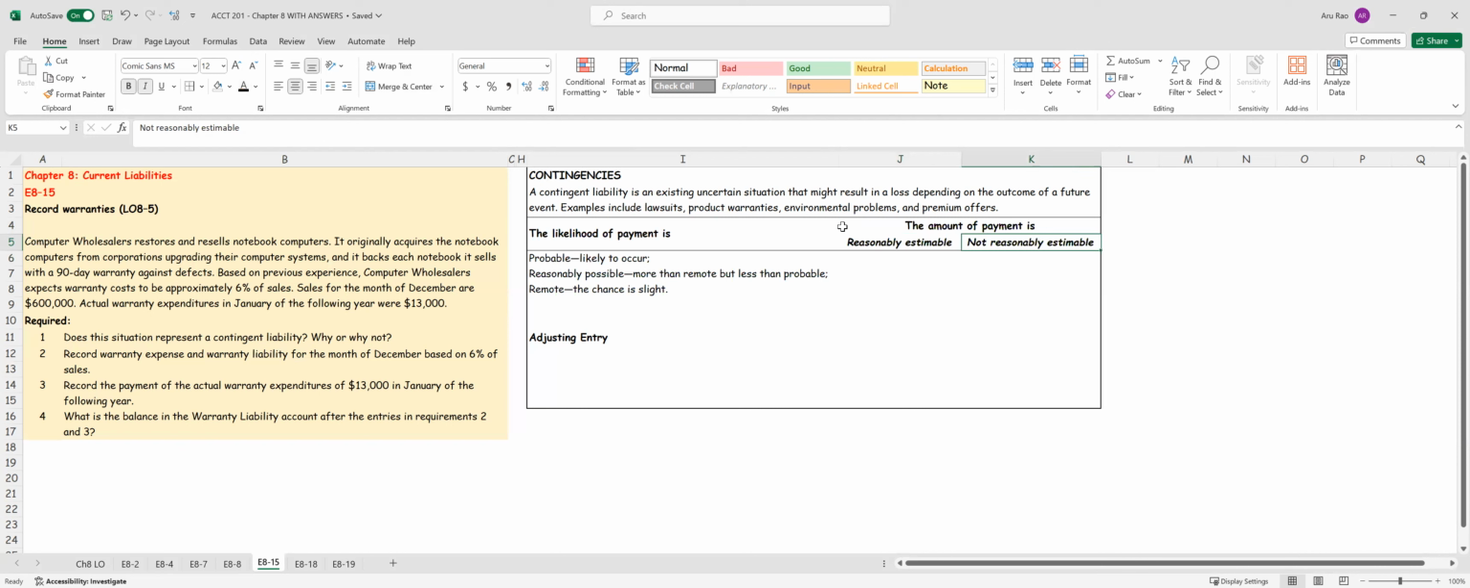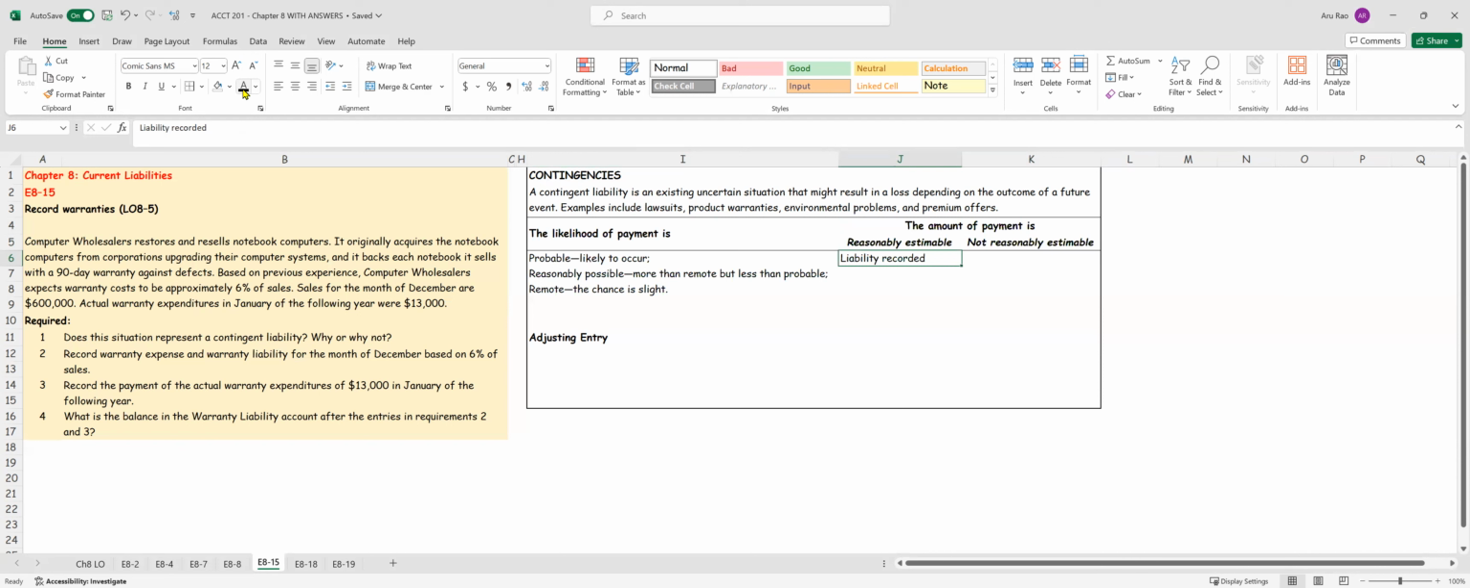A lot of the environmental problems, a lot of folks will say, well, I can't estimate what the reasonable amount is to fix this problem. So again, in our world as accountants, I need to know an amount in order to do a journal entry. If I have to do this adjusting entry, I need an amount. So if it is probable, it's likely to occur, and I can reasonably estimate the amount, I have to do a journal entry. I have to record a liability. So a contingent liability must be recorded.